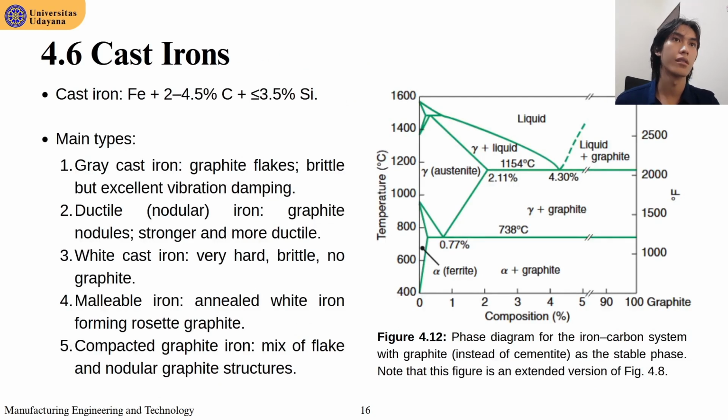Okay, next is 4.6 cast iron. Cast iron contains 2 to 4.5% carbon and up to 3.5% Si. Types: gray, ductile, nodular, white, malleable, and compacted graphite iron. Graphite shapes strongly affect properties. You can see on the table metallurgy on this page, 4.12.